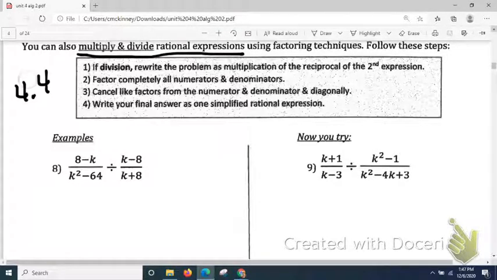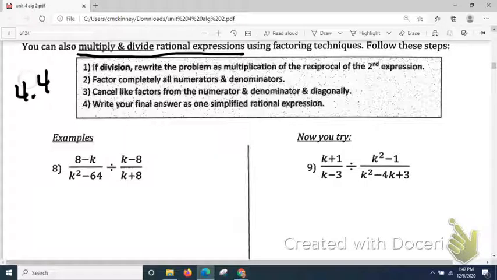And one, you want to remember that if it's division, that means the same as multiplying by the reciprocal. It means the second fraction flips. Then you're going to factor everything you can and cancel things out. When it says diagonally, it means one has to be on the top and one has to be on the bottom. It doesn't actually have to be diagonal. It could be the top and the bottom of the same fraction even.